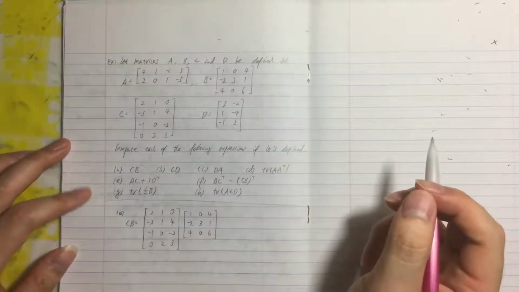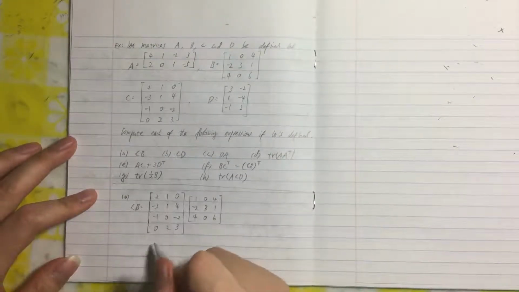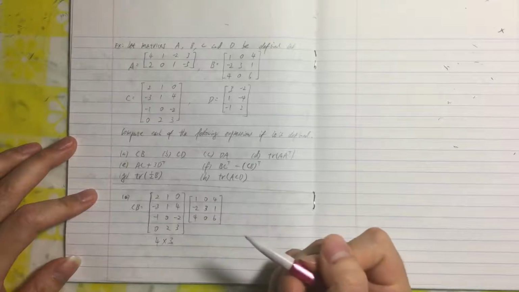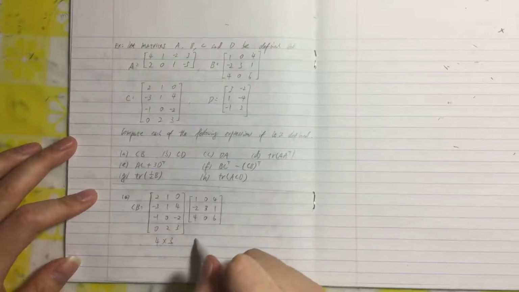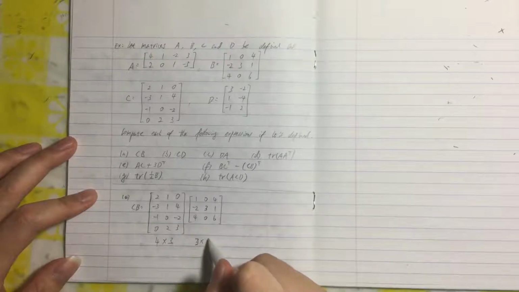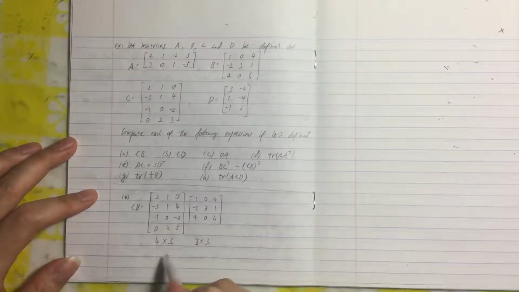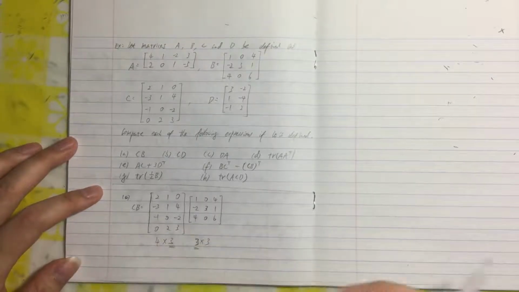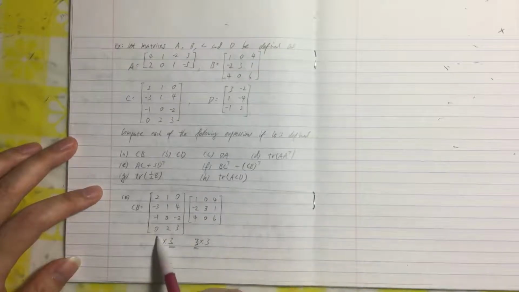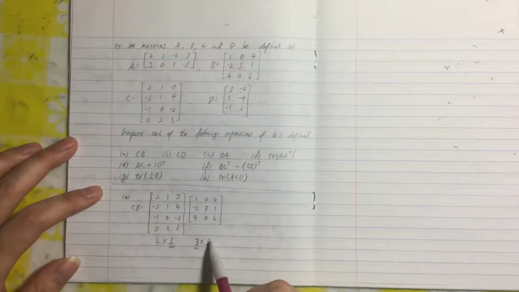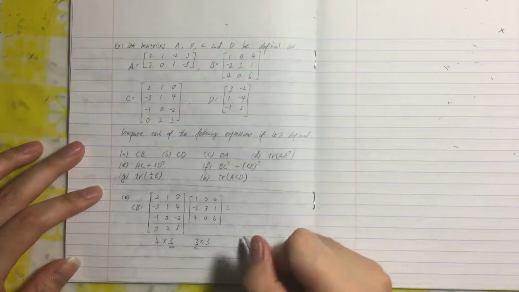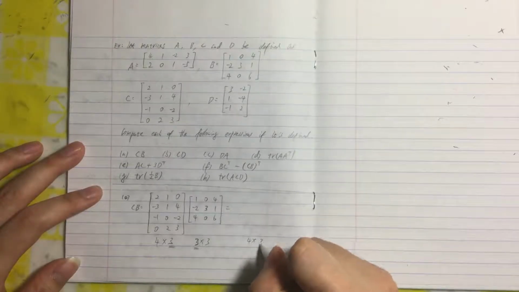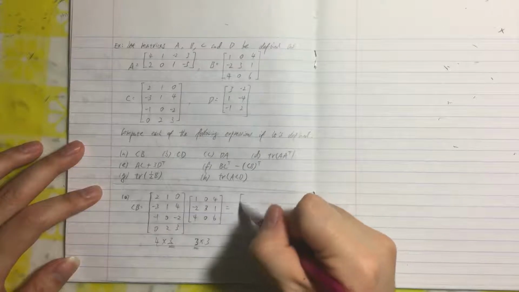Before we multiply two matrices, let's verify their size first. Matrix C here is a 4x3 matrix. It has 4 rows and 3 columns. Matrix B is a 3x3 matrix. It has 3 rows and 3 columns. If the number of columns in the first matrix is the same as the number of rows in the second matrix, we are allowed to multiply the two matrices, and their product will be a 4x3 matrix. The first number represents the number of rows. The last number represents the number of columns. So it will be 4 rows and 3 columns.